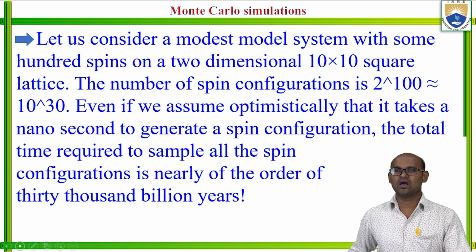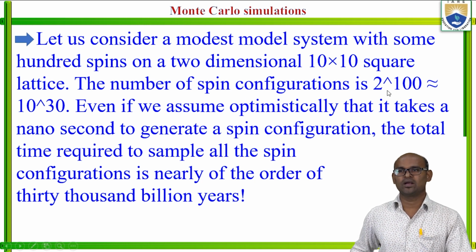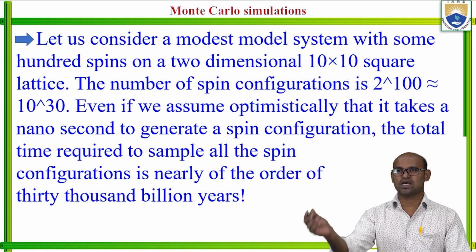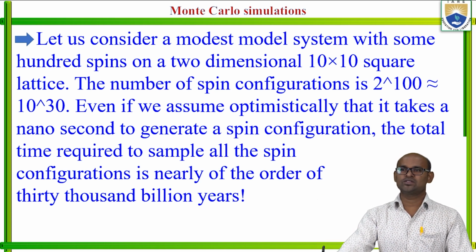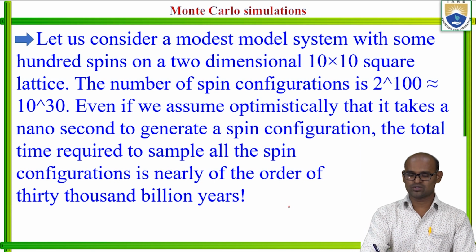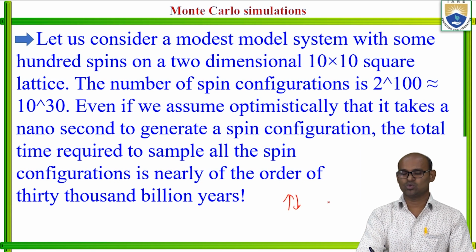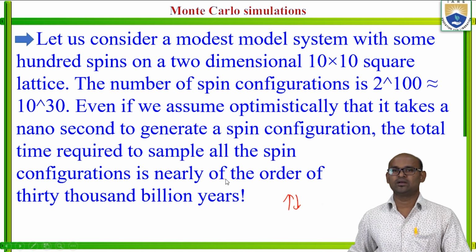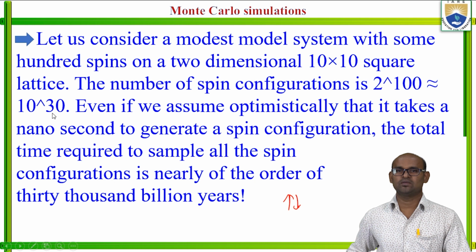So the number of spin configurations is 2 power 100. We are going to take a 10 by 10 lattice, so the total number of sites is 100, and each spin can have either up or down direction. So totally we'll get 2 power 100, which is roughly equal to 10 power 30 microstates or spin configurations.